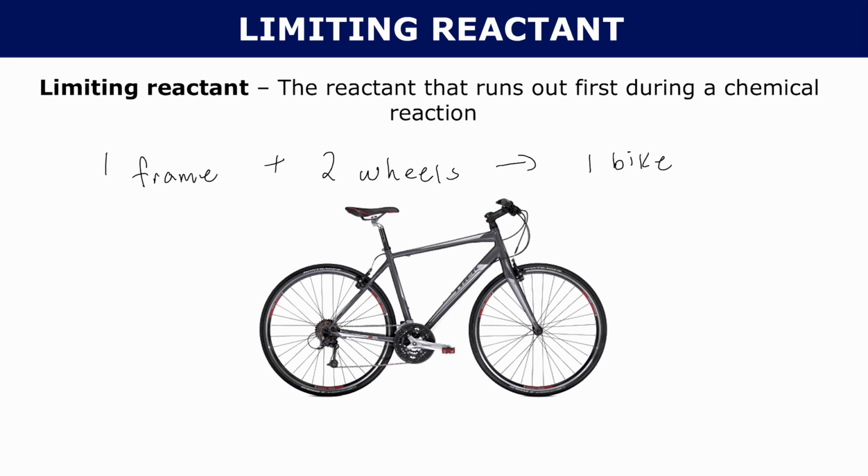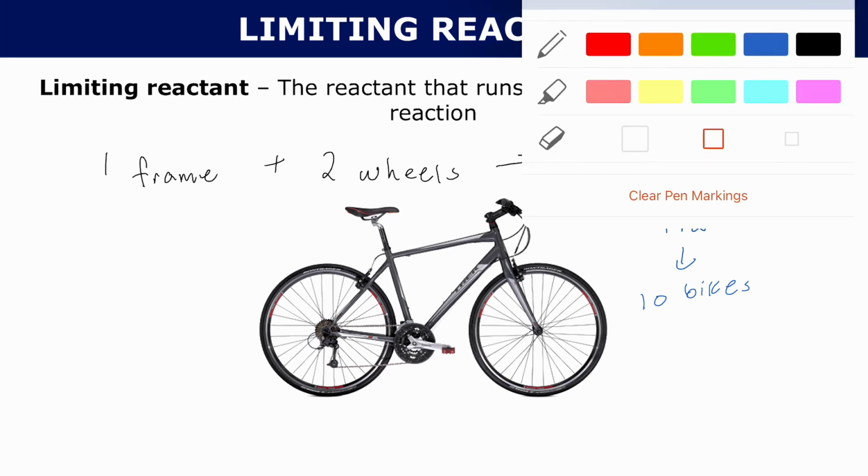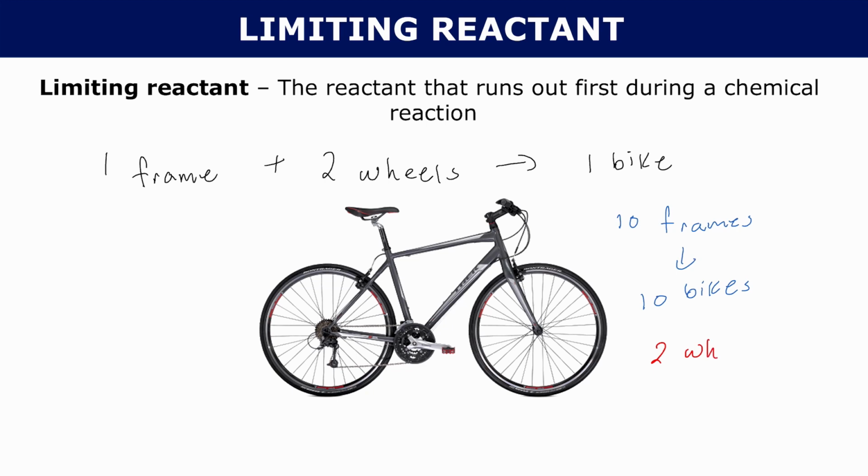Now, if I give you something like 10 frames, you could hypothetically make 10 bikes. But what if instead of 20 wheels, I give you two wheels? Well, then you can only make one bike. So it doesn't matter that you have 10 frames. In this situation, it doesn't matter if you have 10 frames, 100 frames, 1,000 frames, you can only make one bike because you're limited by how many wheels you have. So in this scenario, the wheels is the limiting reactant.